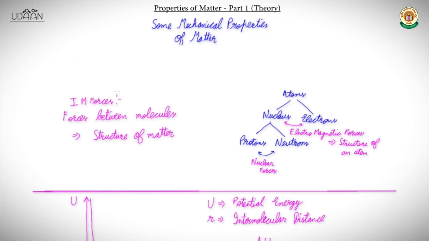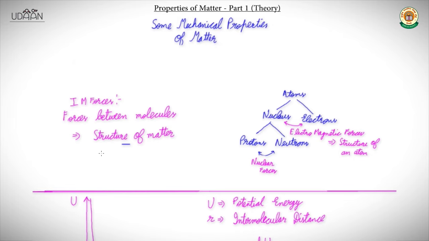So let's start with the next part of this topic, that is mechanical properties of matter. First of all, matter is made up of molecules and atoms. Molecules are in turn made up of atoms. Atoms can be made up of nucleus and electrons. There are electromagnetic forces between the two of these, which govern the structure of an atom. And there are protons and neutrons which make up the nucleus, which are governed by the nuclear forces. But what we are interested in is electromagnetic intermolecular forces, the forces between the molecules which govern the structure of matter.